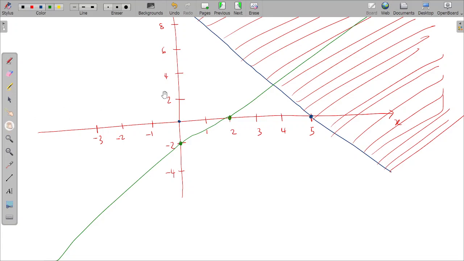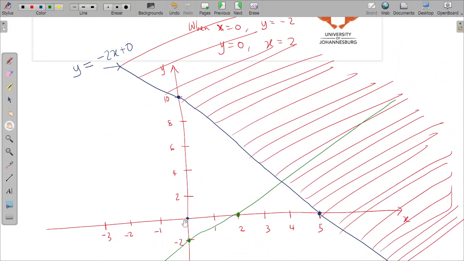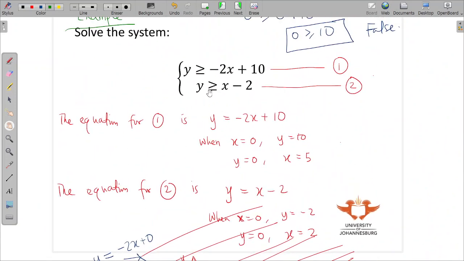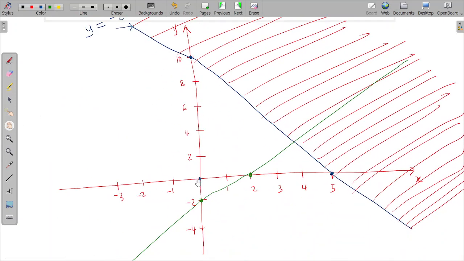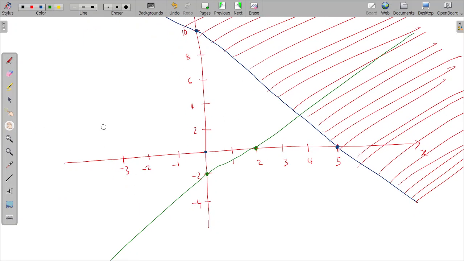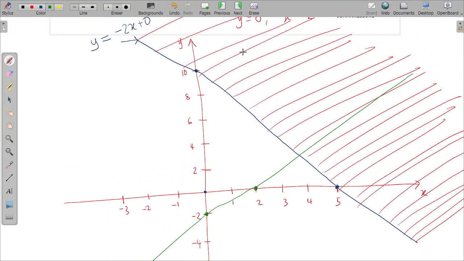Okay. Now again, I determine which side to shade. I pick 0, 0 and put it into this inequality. I'm going to have 0 greater or equals to 0 minus 2. 0 greater or equals to minus 2. Is this true or false? Yeah, this is true. So that shows the side I pick is the solution. Because that side is the true side, so I shade that side.